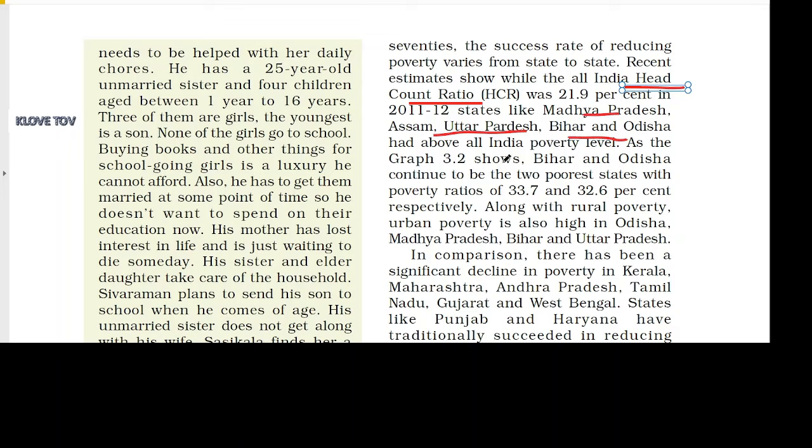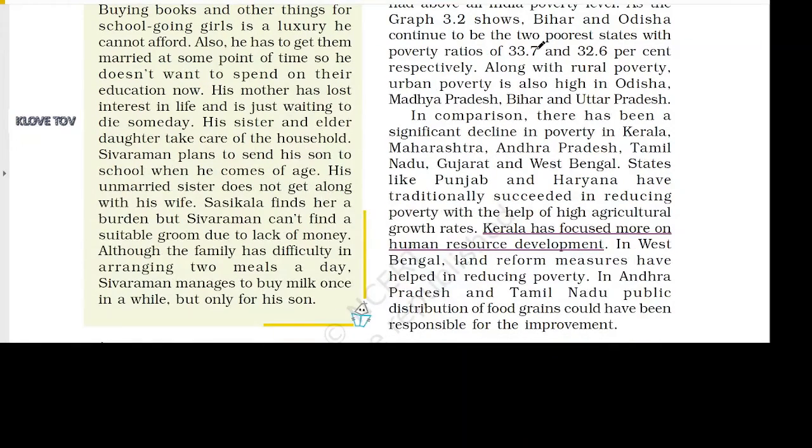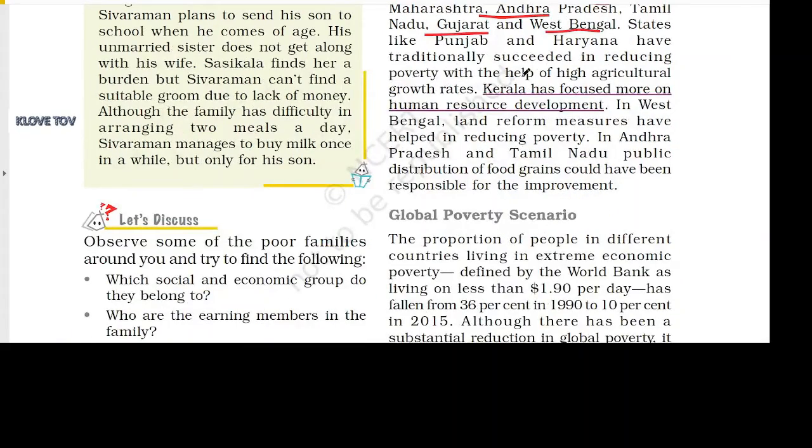As Graph 3.2 shows, Bihar and Odisha continue to be the two poorest states with poverty ratios of 33.7 and 32.6% respectively. Along with rural poverty, urban poverty is also high in Odisha, Madhya Pradesh, Bihar, and Uttar Pradesh. In comparison, there has been a significant decline in poverty in Kerala, Maharashtra, Andhra Pradesh, Tamil Nadu, Gujarat, and West Bengal. States like Punjab and Haryana have traditionally succeeded in reducing poverty with the help of high agricultural growth rates.